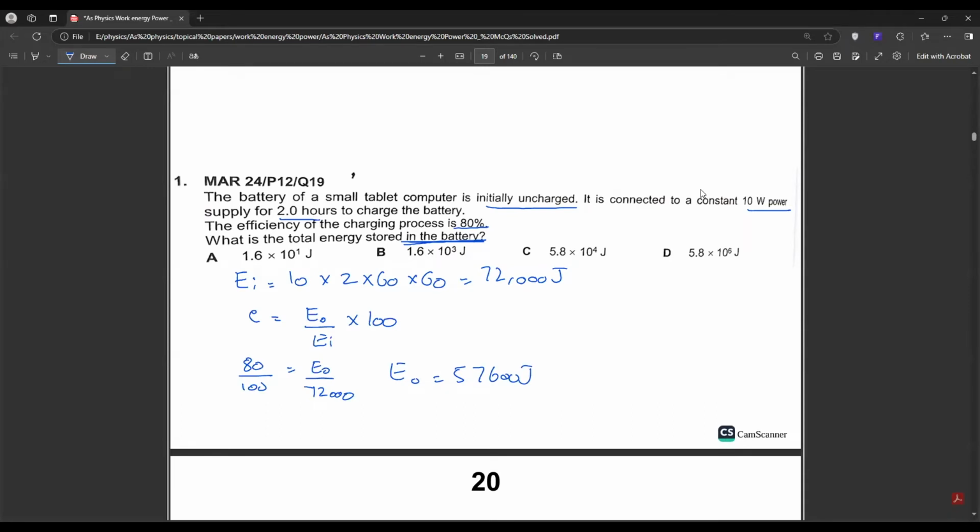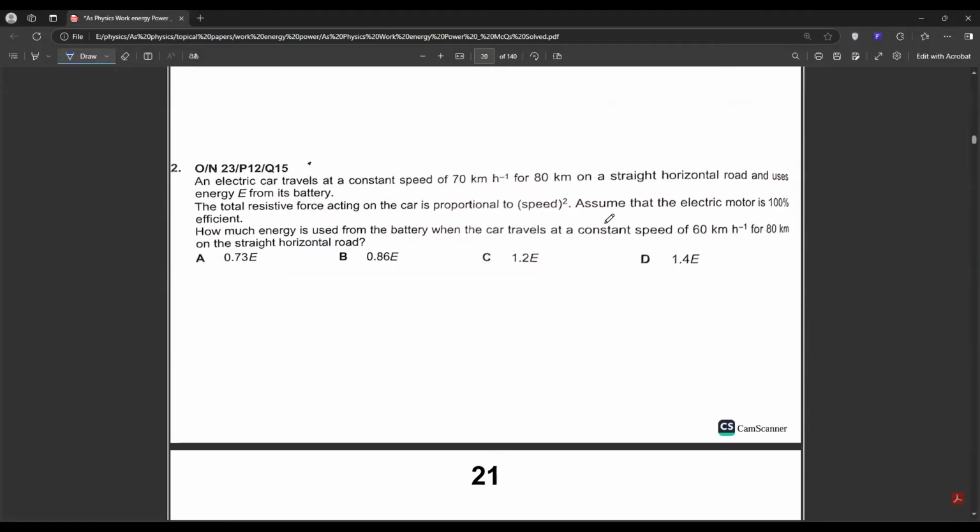Okay, what will be your answer here? Your answer here can be C. Let me check. The answer on the marking scheme is also C. Perfectly fine. We are going good. Okay, let's see this question.